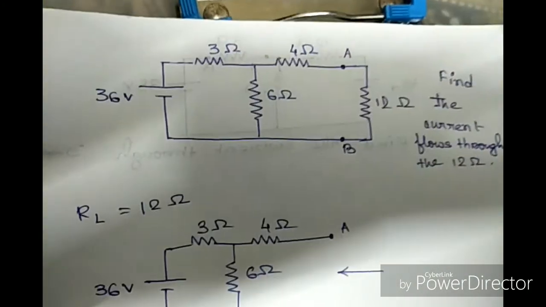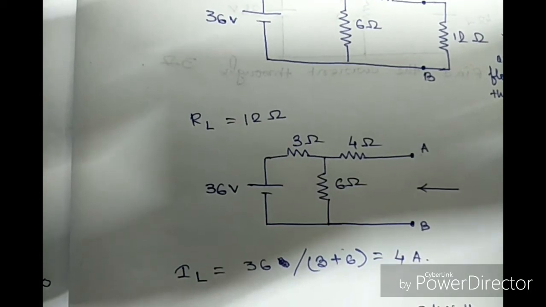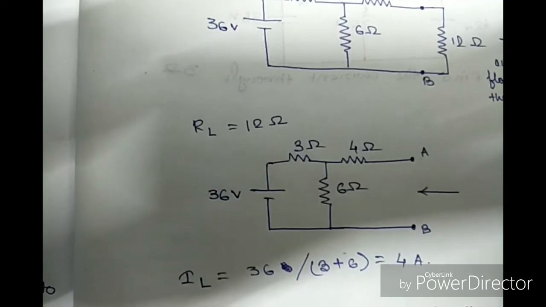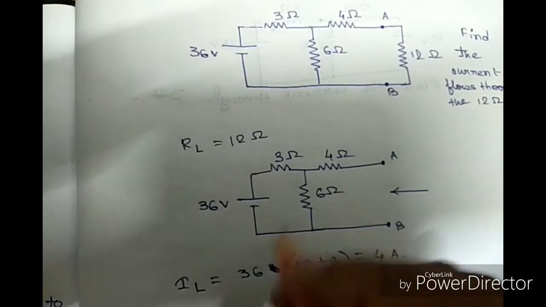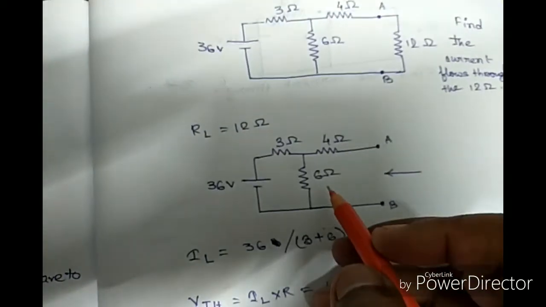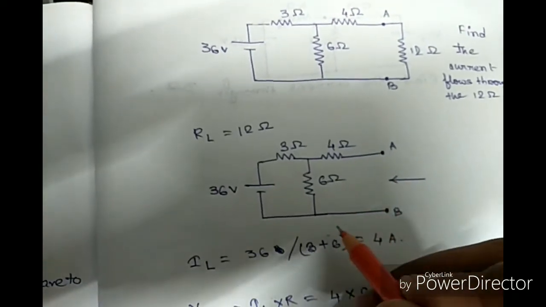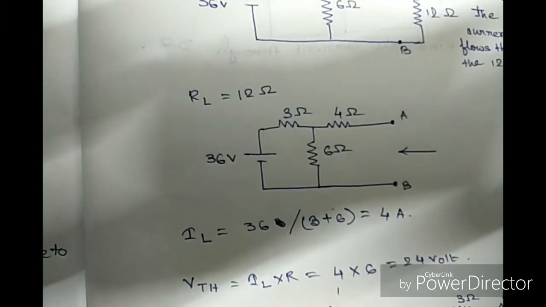So I repeat it once again. Here is the circuit diagram, and we have to calculate the current flowing through the 12 ohm resistance. Here the load resistance is 12 ohm, so we have to remove the 12 ohm resistance at first, as the 12 ohm resistance and 6 ohm resistance are in parallel, so the current flowing through the 6 ohm resistance will be equal to the current flowing through the 12 ohm resistance. So we have to calculate the current flowing through the 6 ohm resistance.